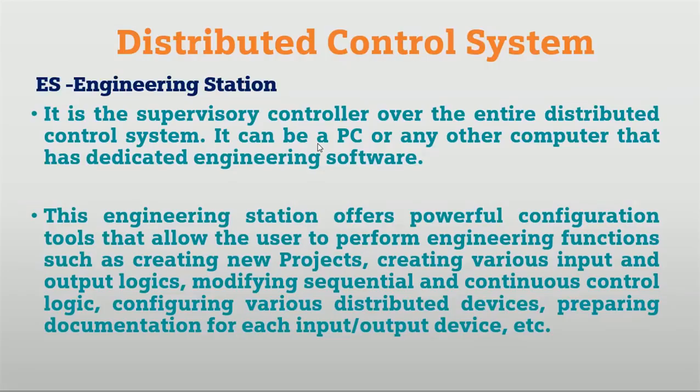First of all we'll see the engineering station. This engineering station can be a PC or any other computer. From the engineering station we can configure hardware and generate a new project. Also we can create various input and output logic, modifying sequential and continuous process control. We can configure distributed devices, and prepare documentation for input and output. So an engineering station is one type of PC. It has dedicated software, and from there we can download programming and hardware configuration.